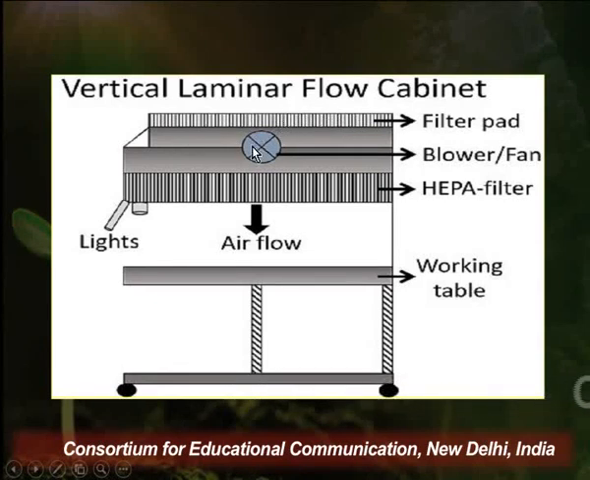and from this blower fan the air is passed through the HEPA filter and the direction of air is directly downwards, and thus it is the vertical direction of the air which gives the name vertical laminar flow cabinet. And this side is the working area from where any person would be working. So air directly gets blown from the top vertically, and that's why this is called a vertical laminar flow cabinet. It is one of the most frequently used laminar flow types.